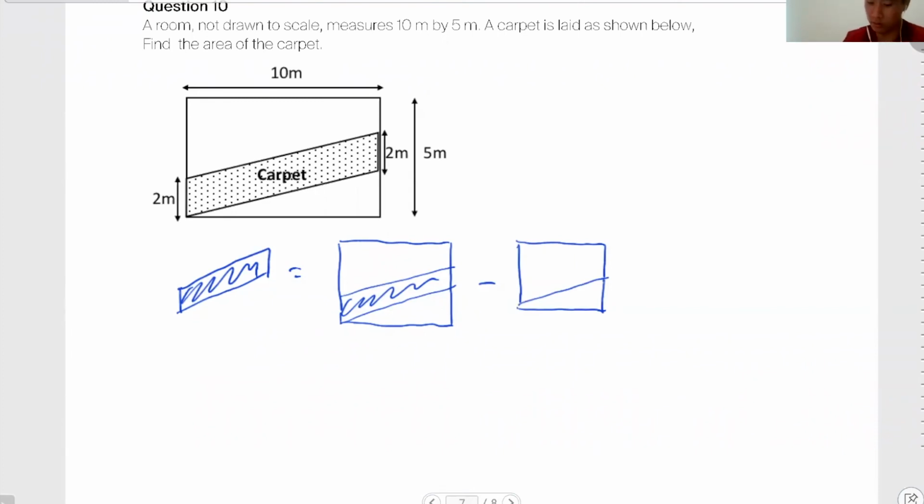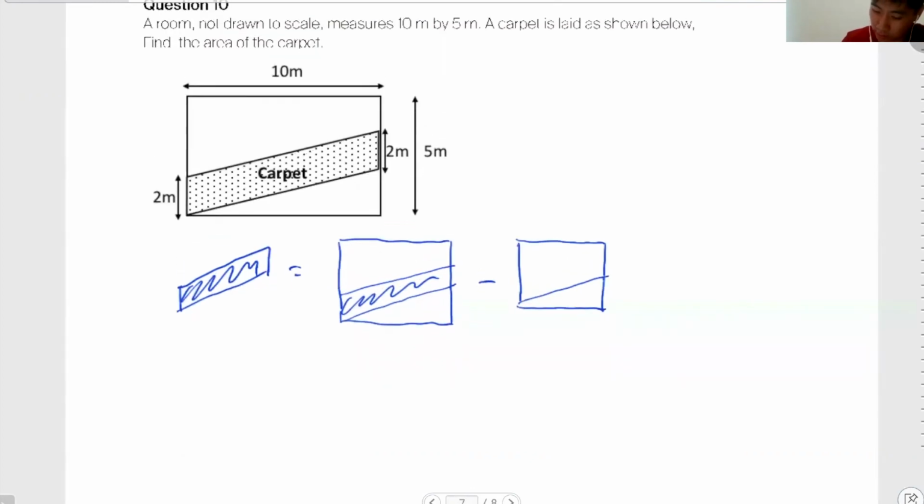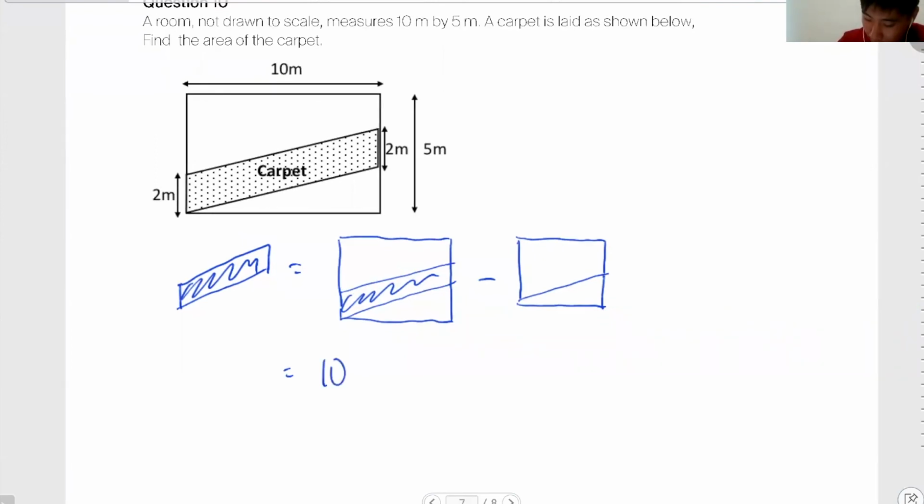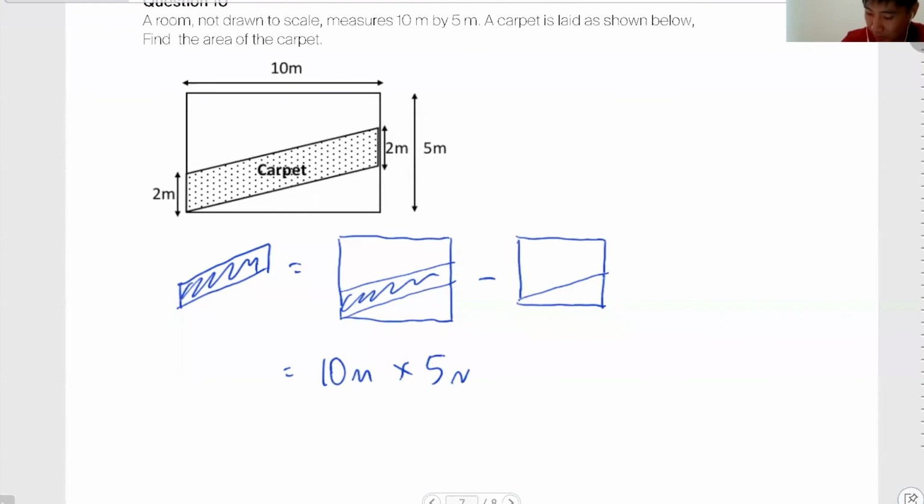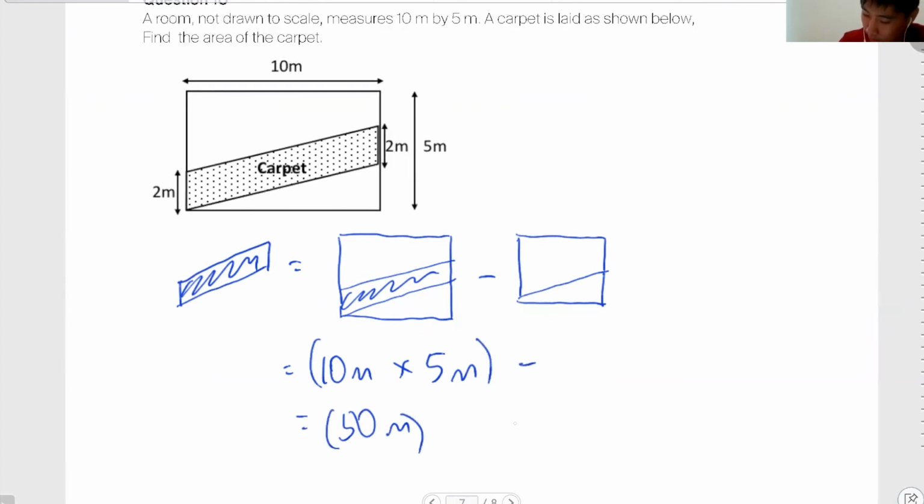Okay, so of course, you know what is the big rectangle, because a big rectangle is 10 meters times 5 meters, okay, which is 50 meters squared, right? So what about this figure over here, right? I want you to imagine I remove the carpet and then I close them together. I close them up together. What would the area of this new figure be?